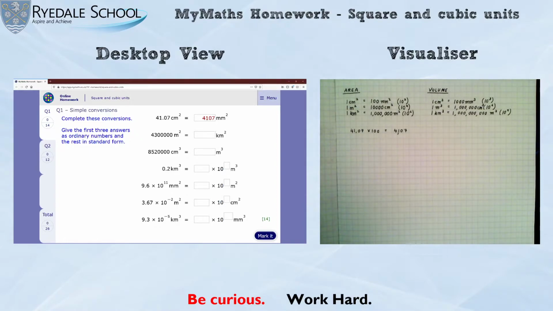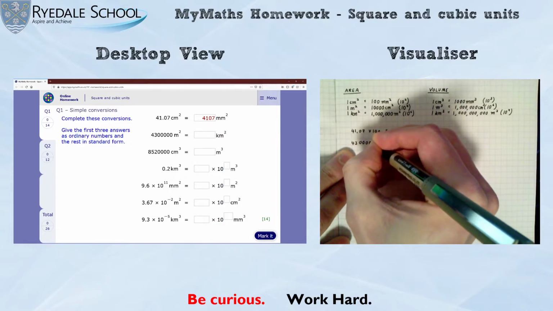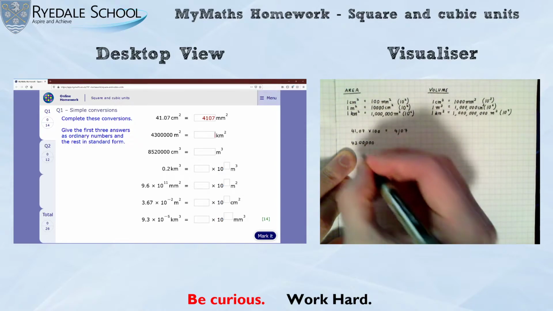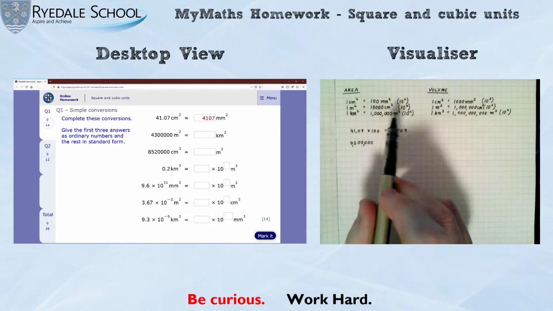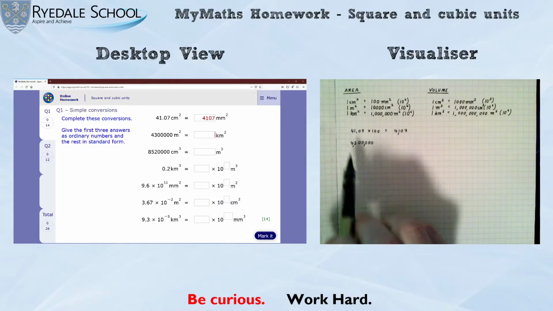Okay, the second one that I am doing, and you've just got to count the numbers carefully because you'll notice on MyMaths they haven't separated any of these larger numbers with commas. So it might be that when you were doing some of these questions, you just misread how many zeros there were. So I think that number says 4,300,000, and it's asking me to turn metres squared into kilometres squared. So I can see that there are 1,000,000 metres squared in 1 kilometre square.